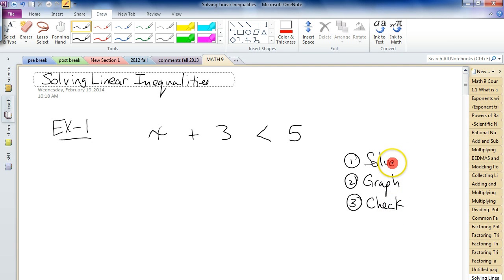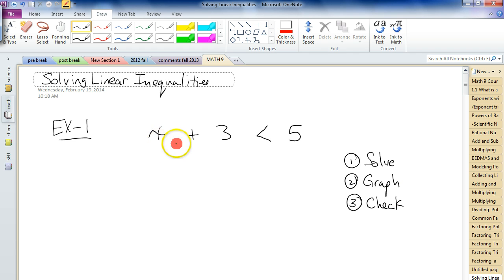Solving you've done before. It's the same thing. You get the letter by itself. Graphing, we just learned how to do that in the last lesson. Graphing inequalities, okay? And checking is just a little thing that we have done here and there. We'll do it formally now.